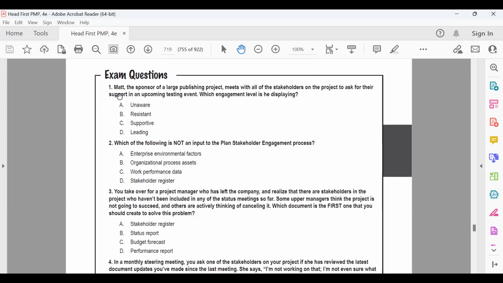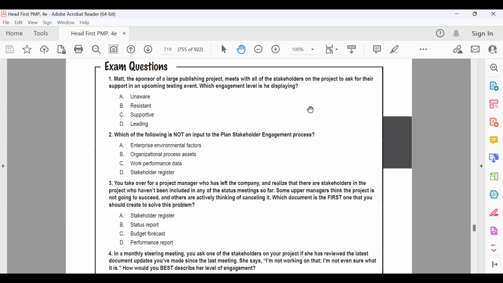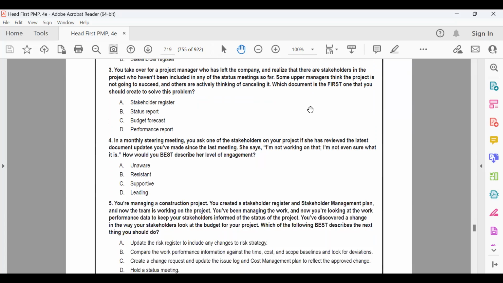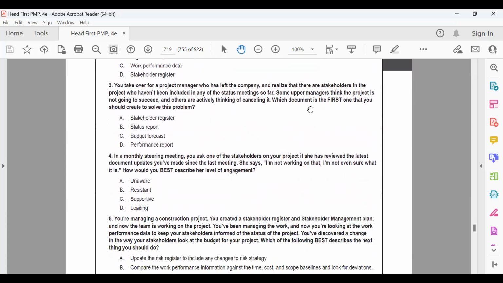Reread this, please. Can you read it? Now, should it be leading or supportive? He's leading for support. Leading, right? But if the question was what is the engagement level of the stakeholders? Supportive. That is supportive, right? Perfect. Second one is rejected, right? It's an outdated question, so I'm removing it from the list.